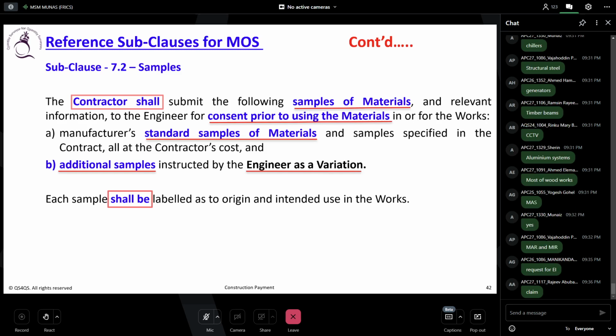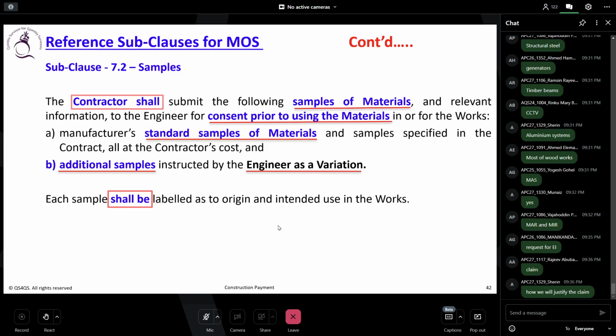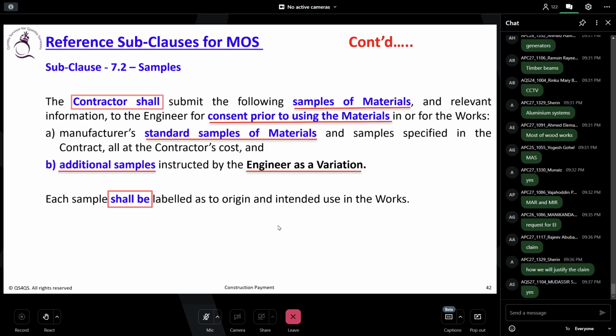Put the note, okay? Then it will be treated as a claim under 7.2. Put the scenario I said: if the engineer instructed an additional sample and did not confirm it as a variation, then this is going to be treated as a claim. Have you all noted that down?